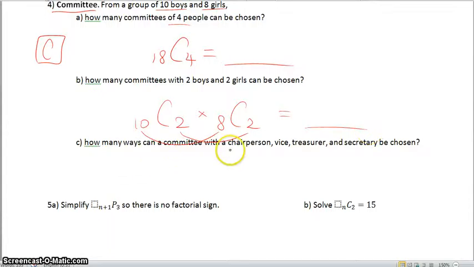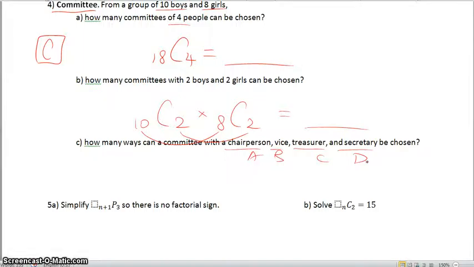How many ways can a committee with a chairperson, vice, treasurer, and a secretary be chosen? When you have a specific role, it means even if you have the same 4 people like A, B, C, D, if they are given different positions, they are considered a different committee.